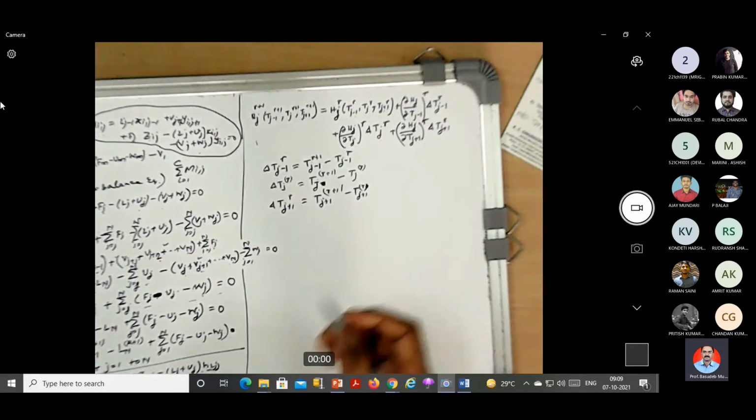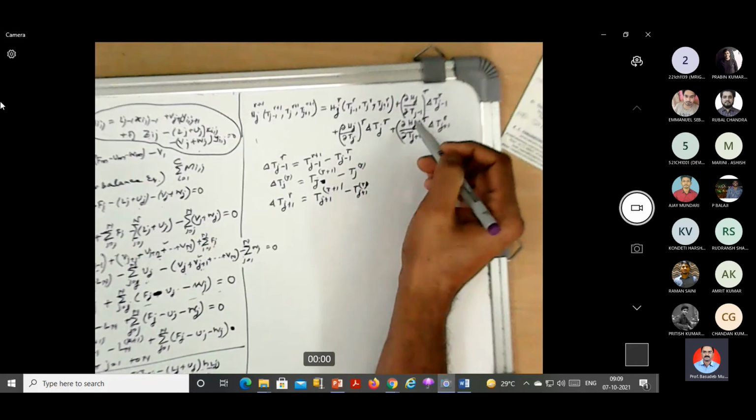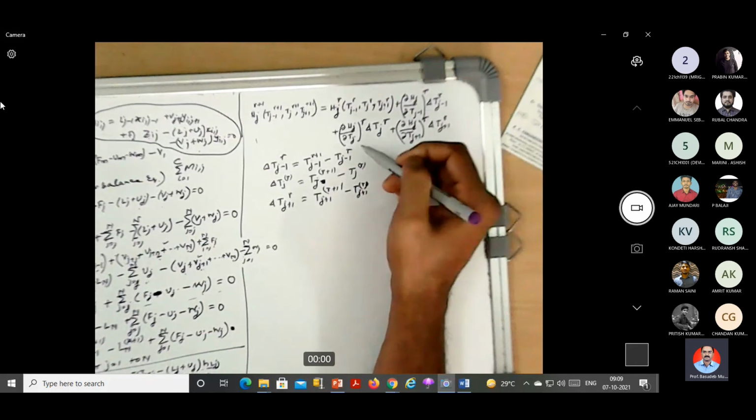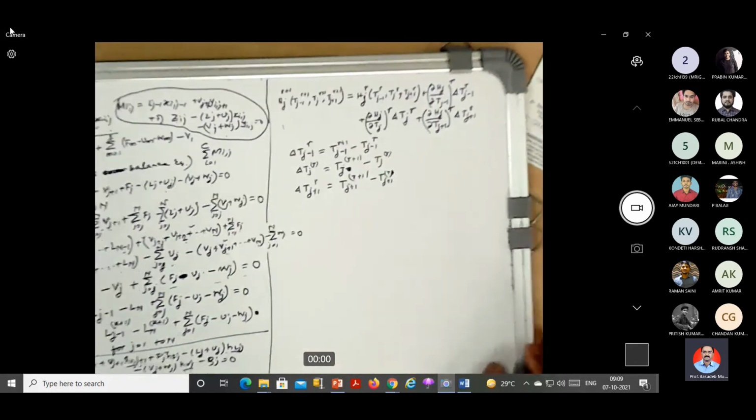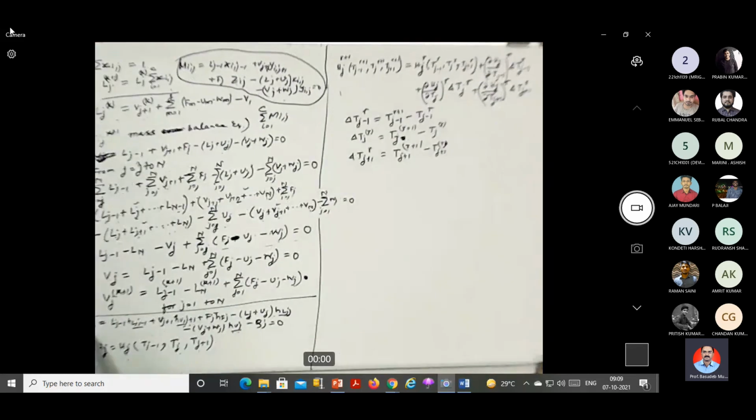Here we have to get these coefficients: delta Hj over delta Tj minus 1, delta Hj over delta Tj. Now look at this equation. What is delta Hj over delta Tj minus 1? Here only this is a function of Tj minus 1. Other variables are not functions of Tj minus 1. Only this variable is a function of Tj minus 1. So from here we can write delta Hj over delta Tj minus 1 equal to Lj minus 1 into the derivative of this with respect to Tj minus 1.